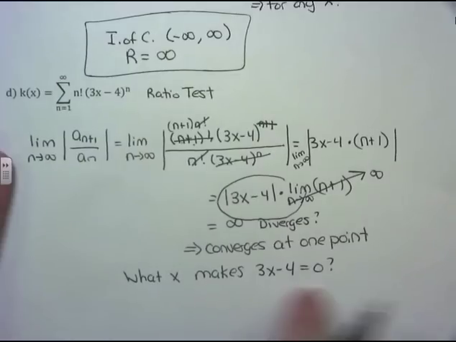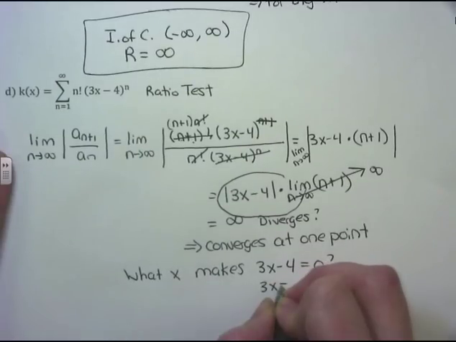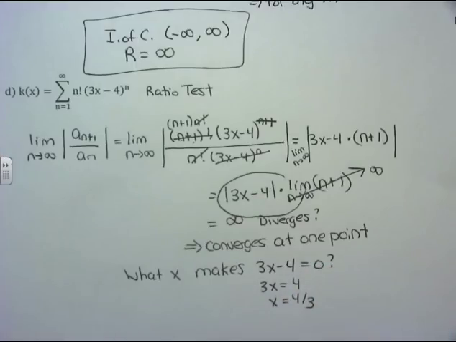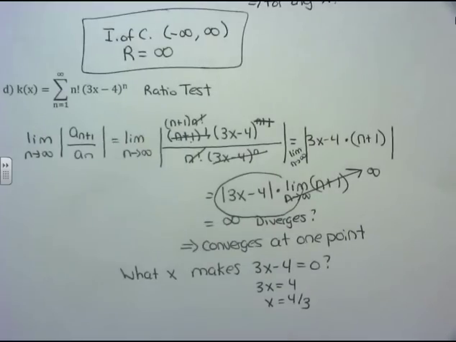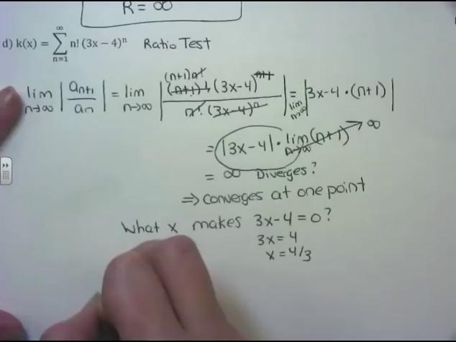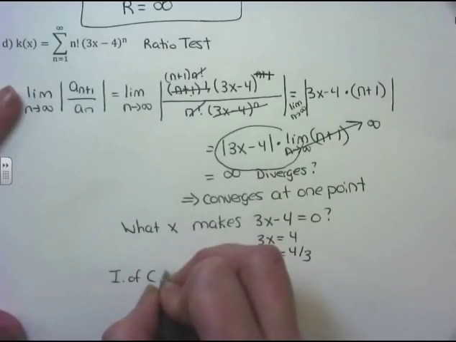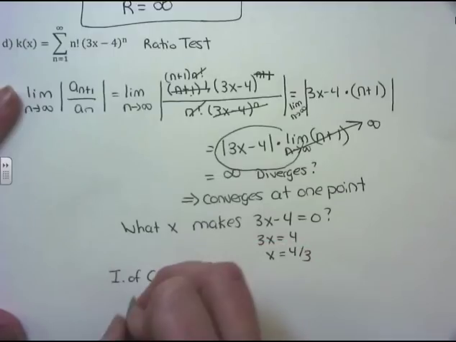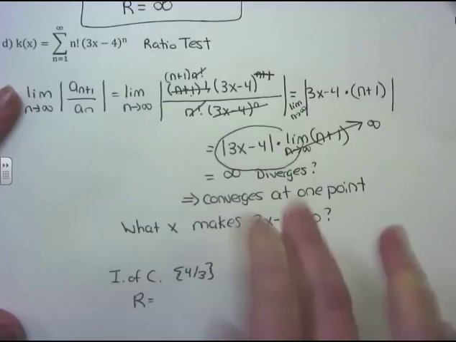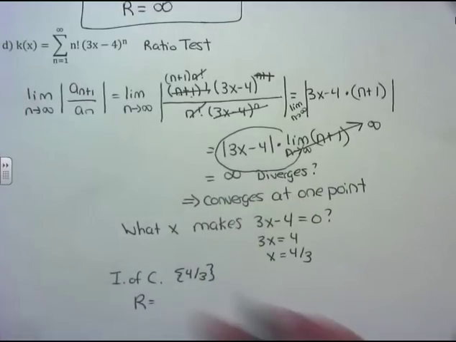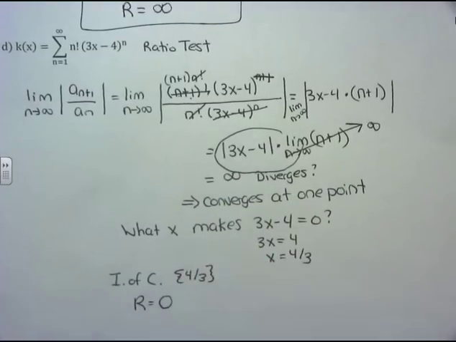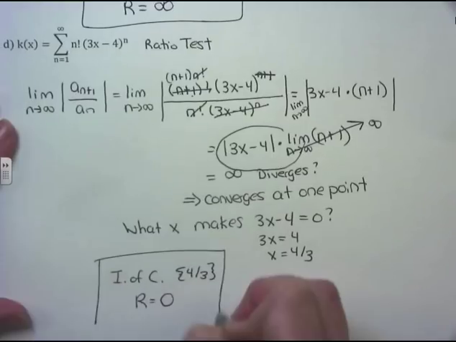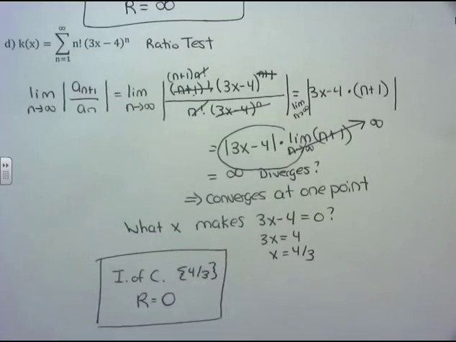Solving this equation for x, I would add 4 to both sides, and then I would divide by 3. So this series diverges, except when x equals 4/3. The way that we write our answer, the interval of convergence, it is actually not an interval, it is a single point, 4/3. And radius of convergence, what values outside of 4/3 will cause this series to converge? None of them. Remember, every power series converges in some way.